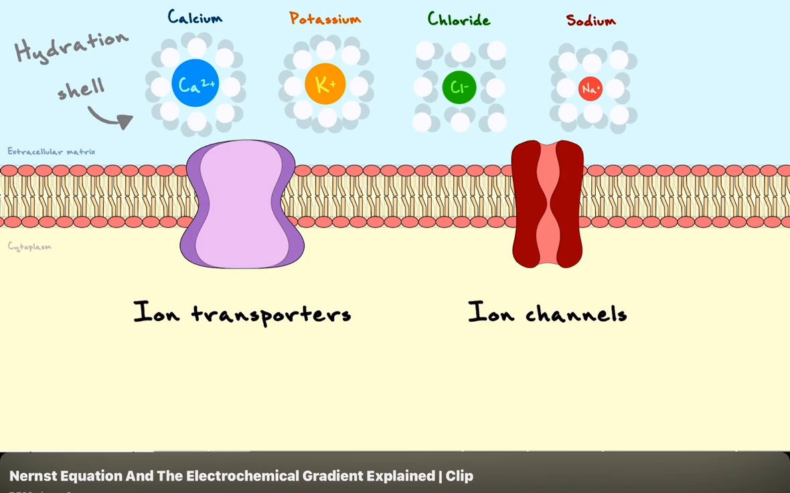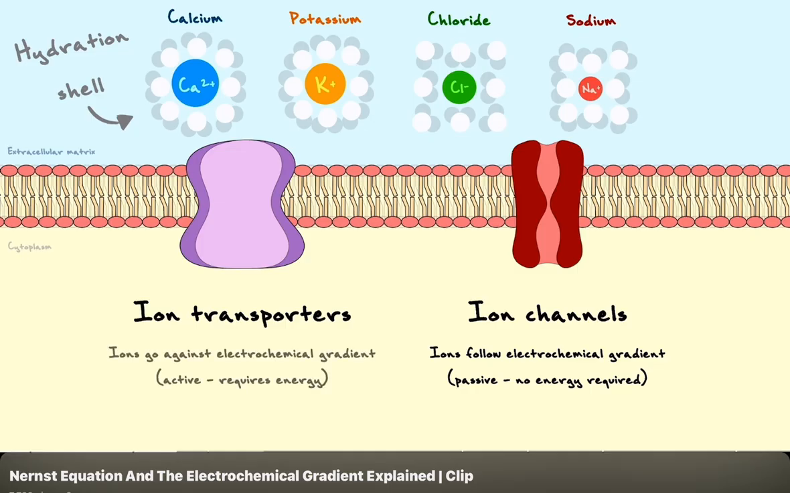When ions flow through ion channels, their motion does not require any energy expenditure because the ions follow their electrochemical gradient, which is a property I will explain shortly. For this reason, movement through these channels is said to be passive. On the other hand, ion transporters move ions against their electrochemical gradient, and this process requires energy, usually in the form of ATP, which makes this an active transporting mechanism.